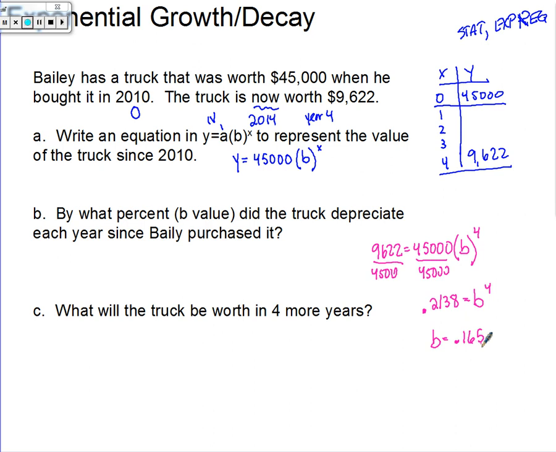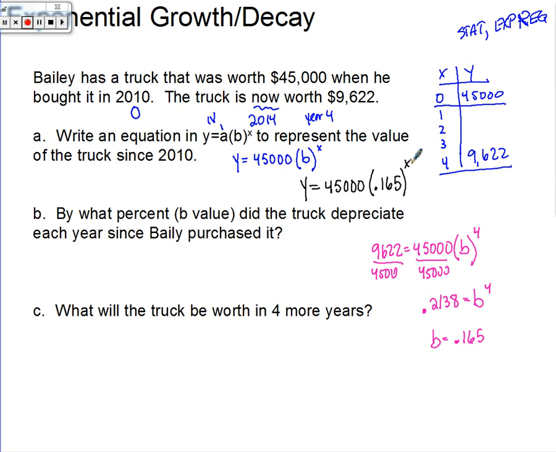0.165. Okay, so when I write my equation, then I have all my pieces now, so I can write the equation y equals 45,000 times 0.165 to the x.